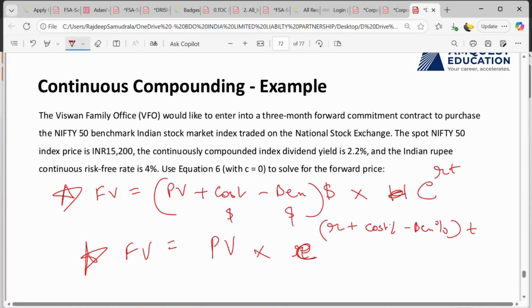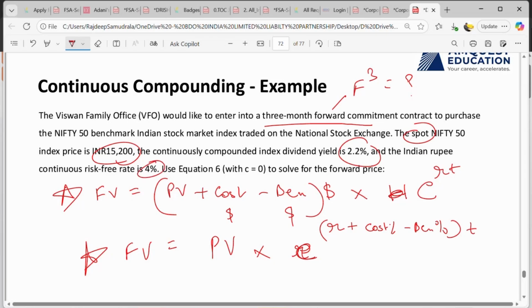Okay, look at the sum. They're telling you that this index, they want to enter 3 months. So they ask you, give me the 3-month forward contract amount. Simple. Look at the numbers. Spot, today's rate is 15,200, present value. They're giving you the dividend yield rate, not the dividend yield amount. Yield rate they're giving you.